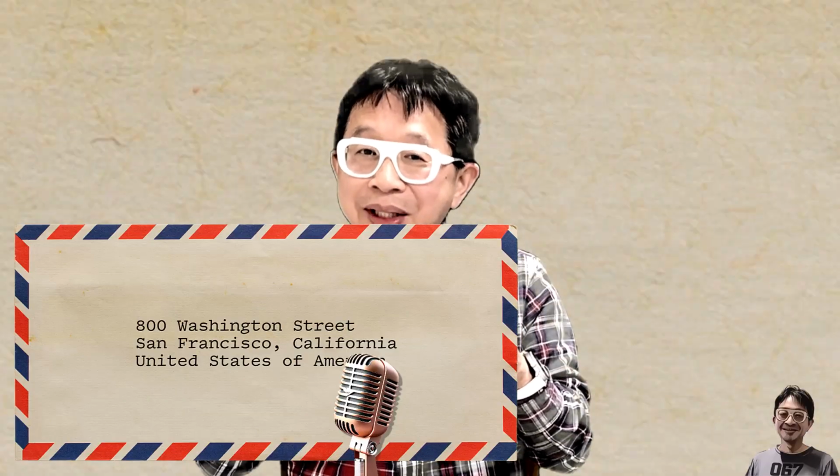If you were to give the same address in Chinese, you would have to reverse that entire order. You begin with the country, and then go to the state, and then go to the city, and then the street, and then the house number. So that same address given in Chinese would be 美国加州三藩市华盛顿街800号. Okay, the country is 美国, the state is 加州, the city 三藩市, the street 华盛顿街, and finally the house number 800号.